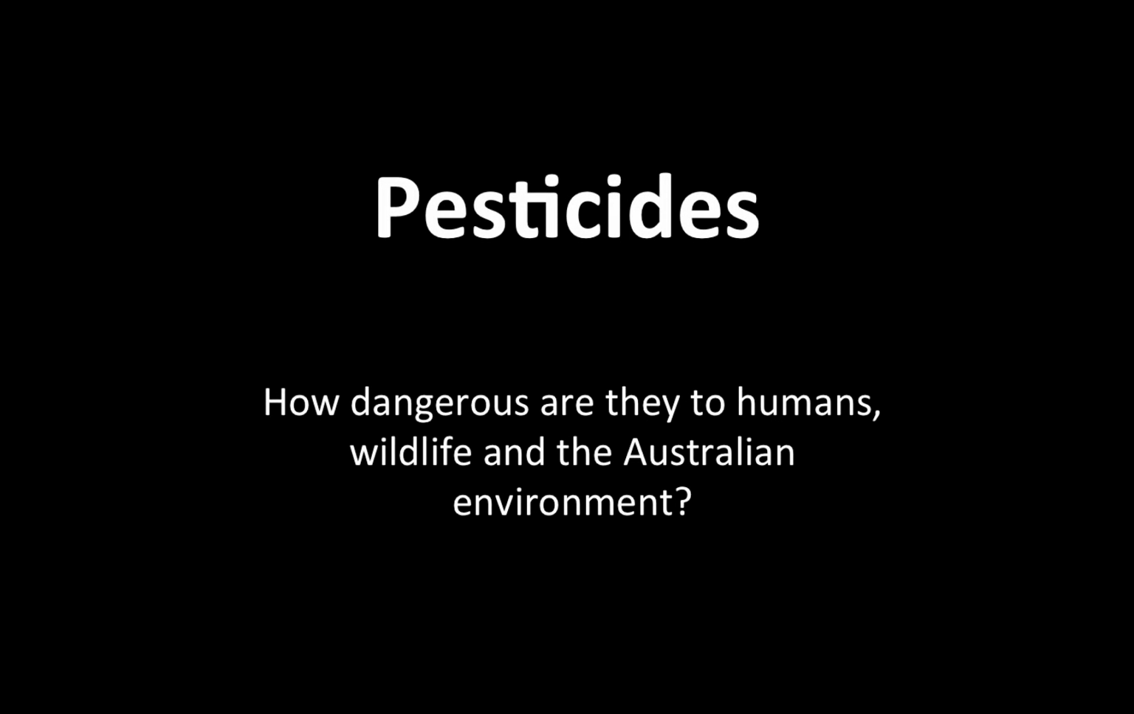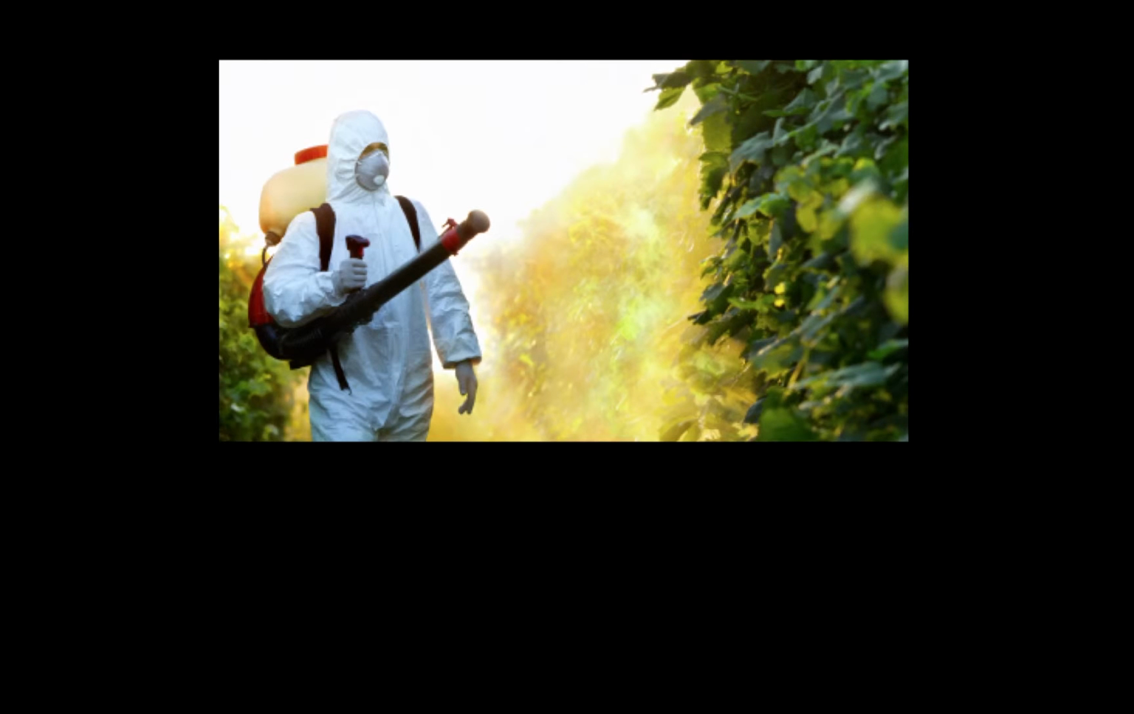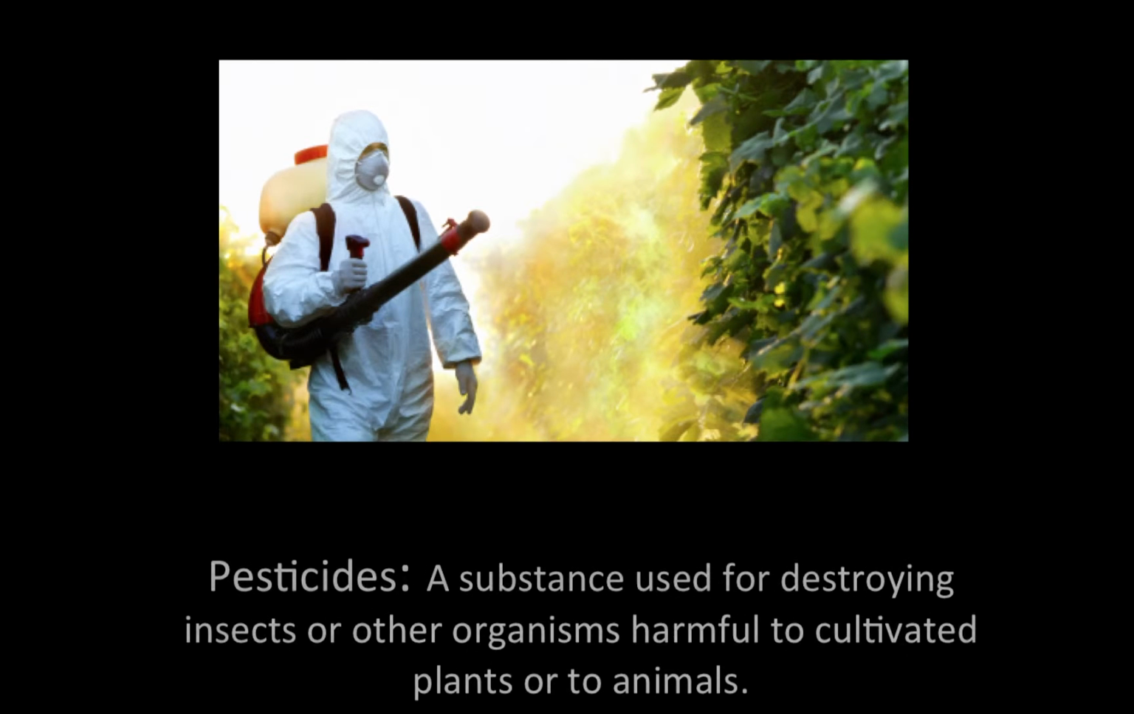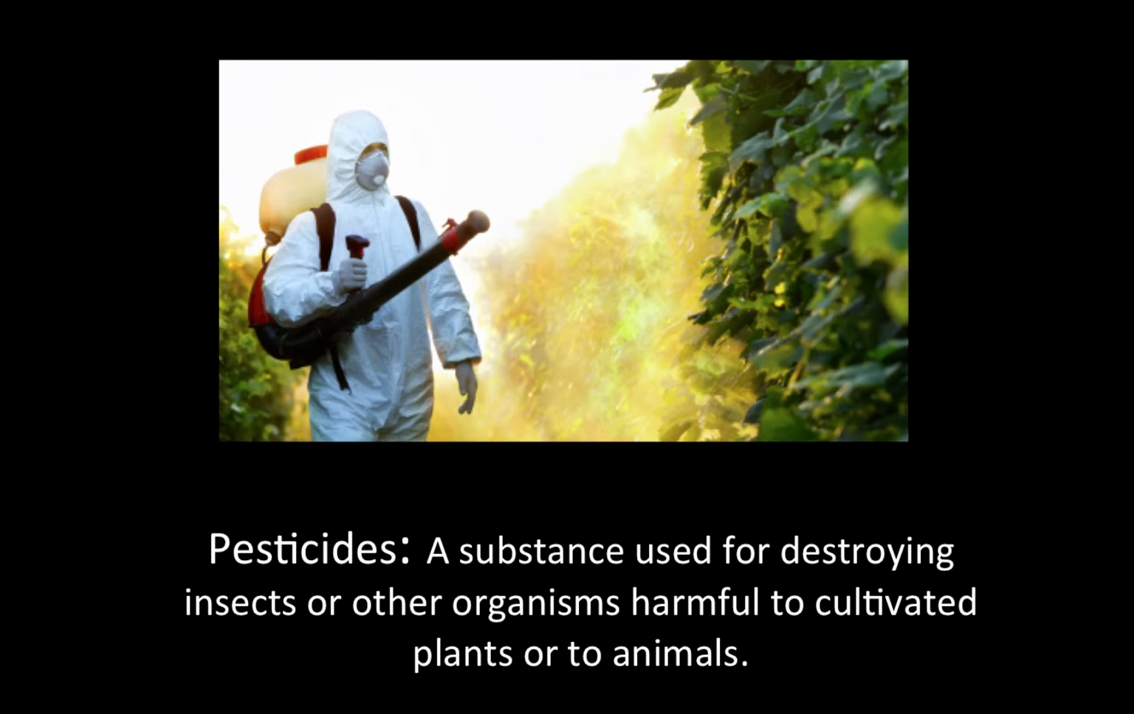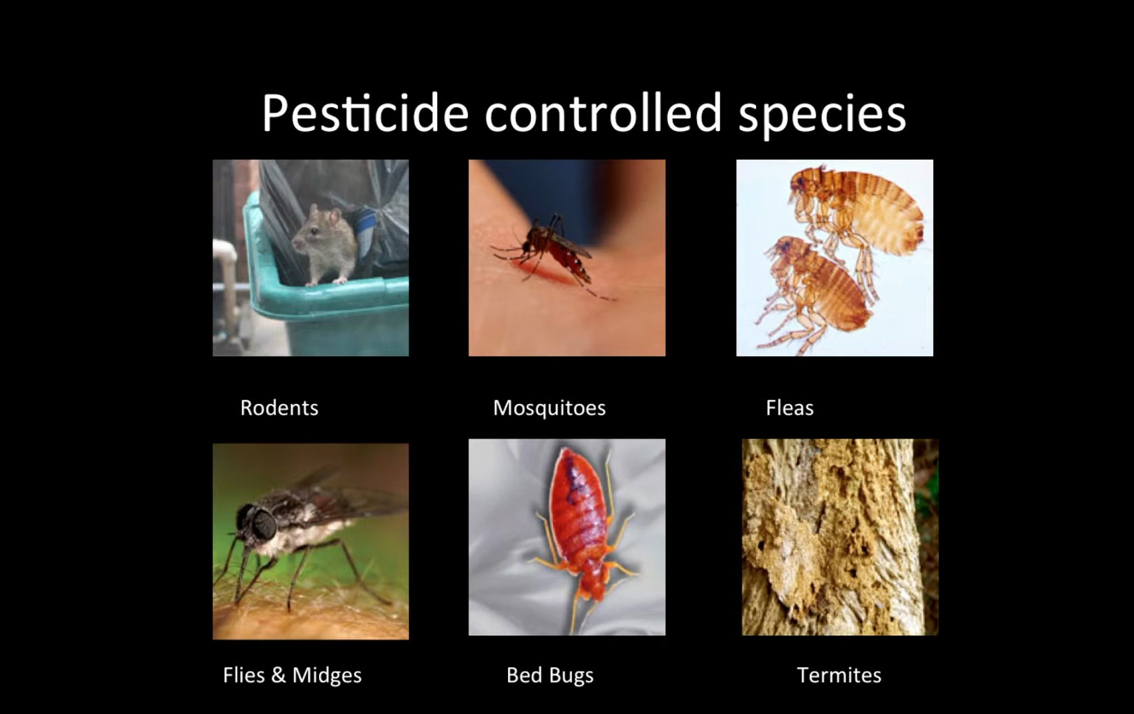Pesticides. How dangerous are they to humans, wildlife, and the Australian environment? Pesticides are a substance used for destroying insects or other organisms harmful to cultivated plants or to animals. Pesticides are chemicals used to control unwanted species such as rodents, mosquitoes, fleas, flies and midges, bedbugs, and termites. All of these, if not controlled, would result in overpopulation and have a detrimental effect on humans and our environment.